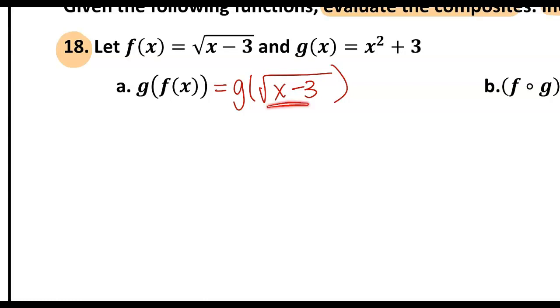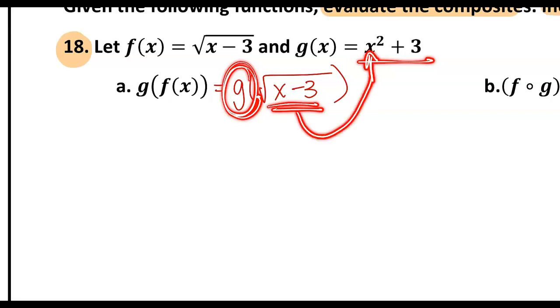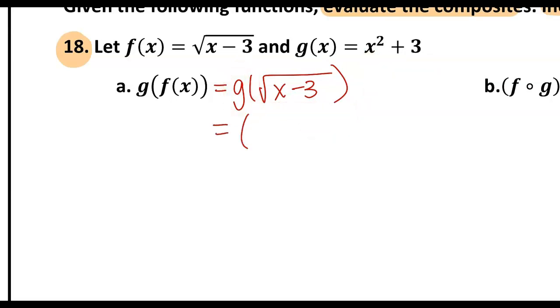Okay, now we need to take all of this and substitute it in for the g function. Okay, well, here's your g function. Instead of using x, we're going to plug in the square root of x minus 3. So we're going to rewrite this as parentheses squared plus 3. I'm going to replace that with the square root of x minus 3.